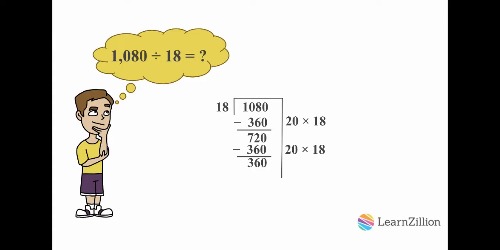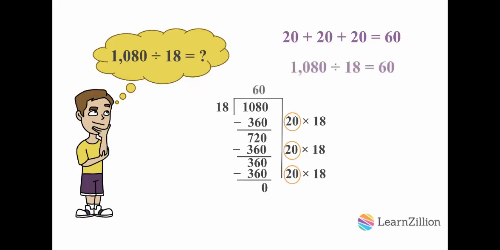Now Daniel knows if he subtracts another 20 groups of 18, that will equal 360, and he will have 0 remaining. The last thing Daniel does is add up the three partial quotients. 20 plus 20 plus 20 equals 60. So that means that 1080 divided by 18 equals 60.